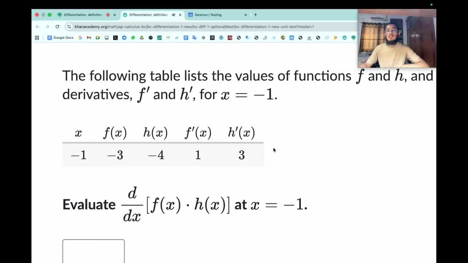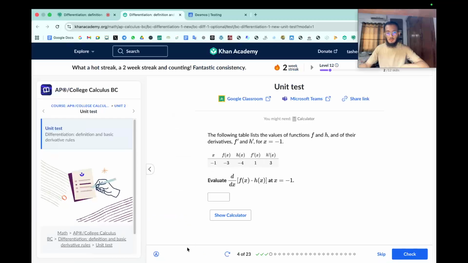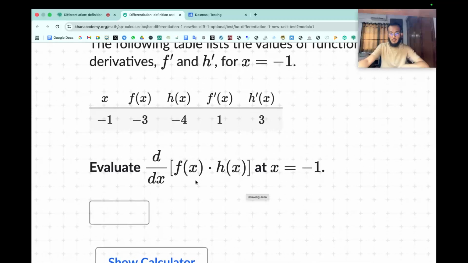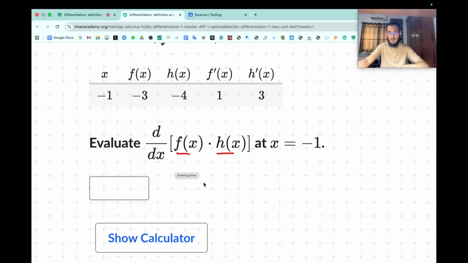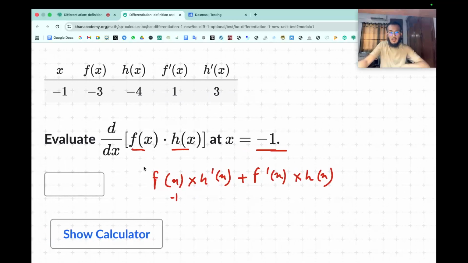The following table lists the values of the functions f and h and of their derivatives f prime and h prime for x equals negative 1. We have to calculate d by dx of f of x times h of x. Basically, it's the product rule. When we multiply a function with another one and find the derivative, it's f of x times h prime of x plus f prime of x times h of x, and we have to find this at x equals minus 1 now.